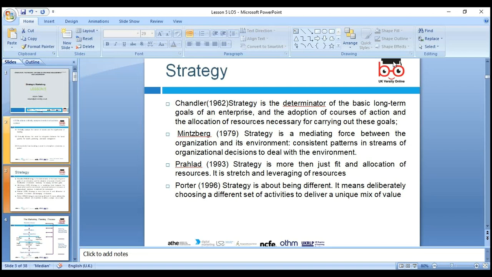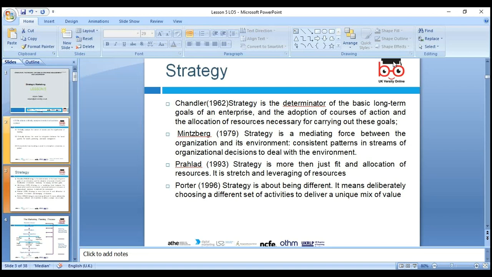Then other authors say strategy is more than just fit and allocation of resources; it is stretch and leveraging of the resources. We need to look around. And according to Michael Porter, one of the great scholars, strategy is about being different. You are a different organization. Think about Unilever products and Procter and Gamble products, and various other companies, they are different. Why? Think about Sheraton Hotel, Holiday Inn, Hilton.